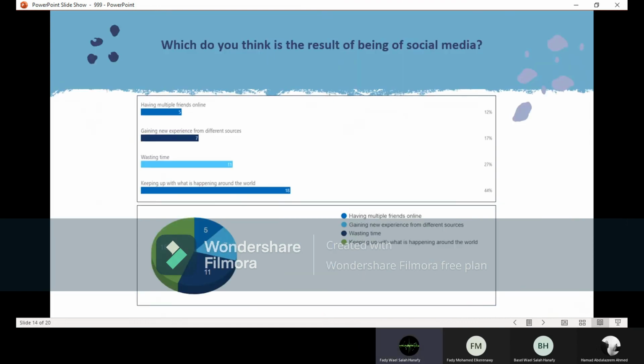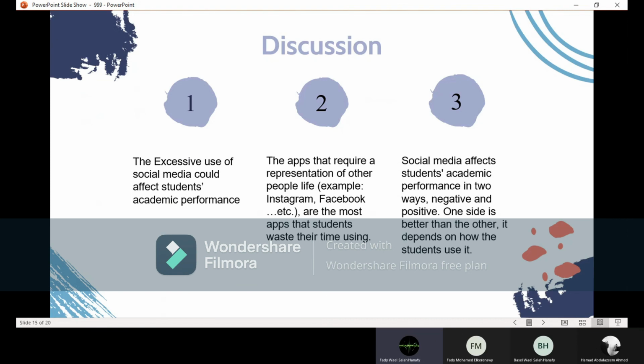And for the last question, which do you think is the result of being on social media? This question decides how often students think this is the result of being on social media. Most people use it nowadays to keep up with what's trending or what's happening around the world, and other people also use it as a way of wasting time. Now for the discussion, Basir will continue explaining.